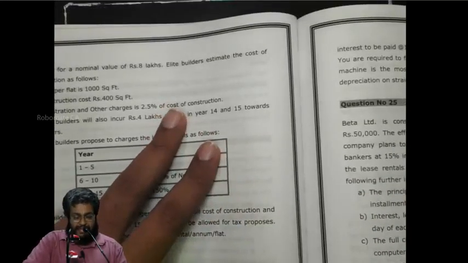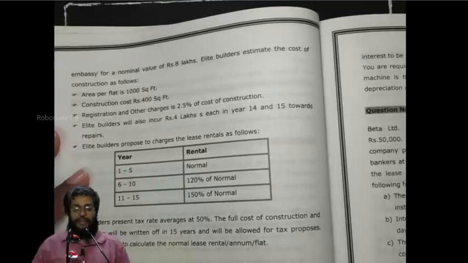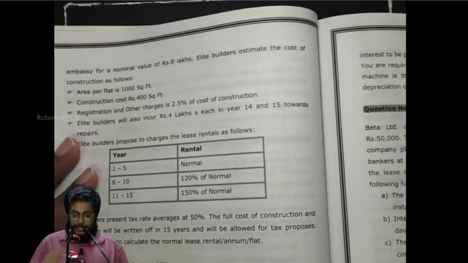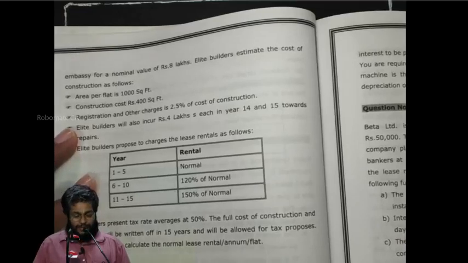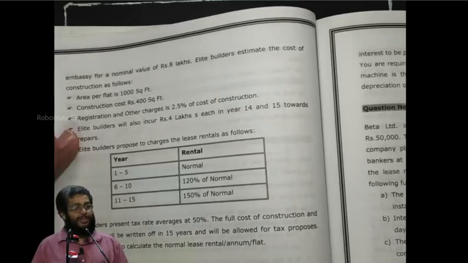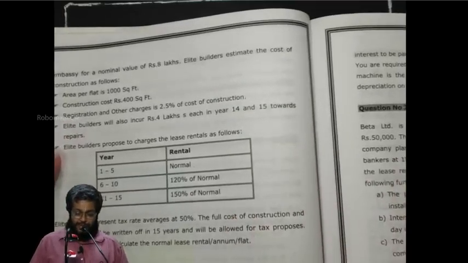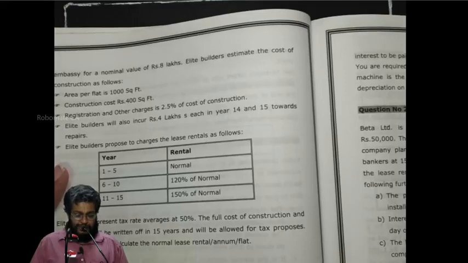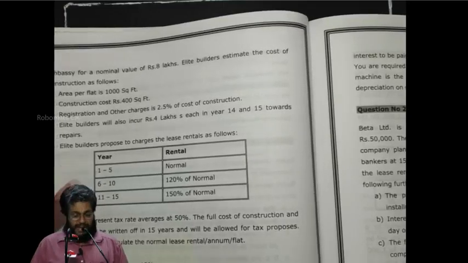Allied Builders estimates the cost of construction as follows. Area per flat 1000 square feet. Construction cost rupees 400 per square foot. Registration and other charges 2.5% of construction cost. Allied Builders will also incur 4 lakh rupees in each of years 14 and 15 towards repairs.